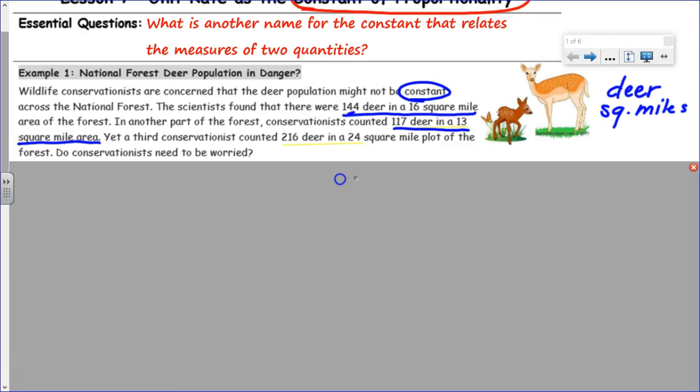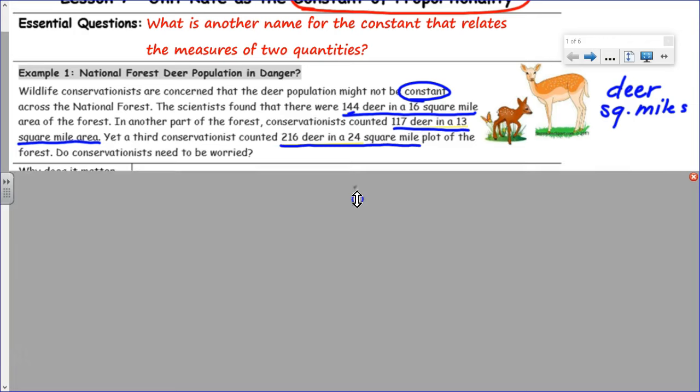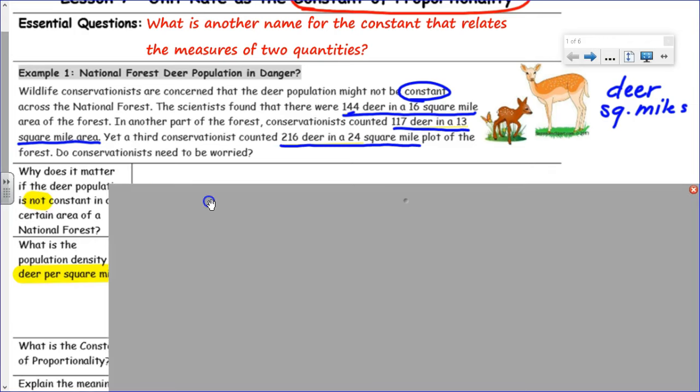Yet a third conservationist counted 216 deer in a 24 square mile plot of forest. So do they need to be worried? Well, I think they would need to be worried if it was higher amounts of deer in one area and lower amounts in another. So what we're really looking for is the consistency. Why does that even matter, though? Why does it matter if the deer population is not constant?